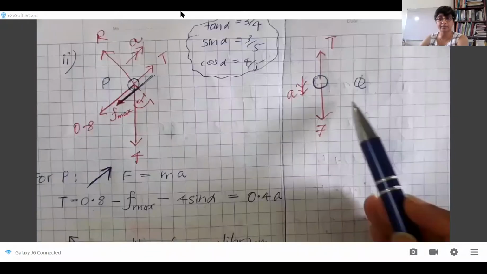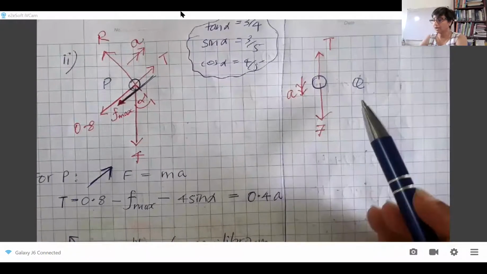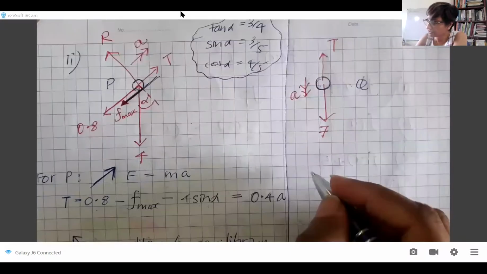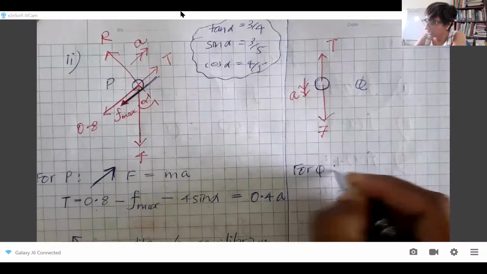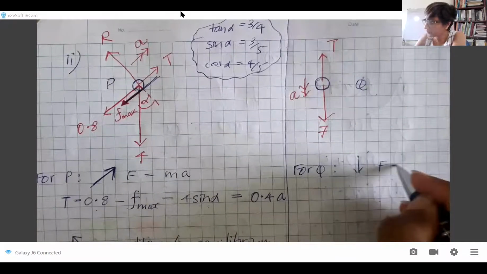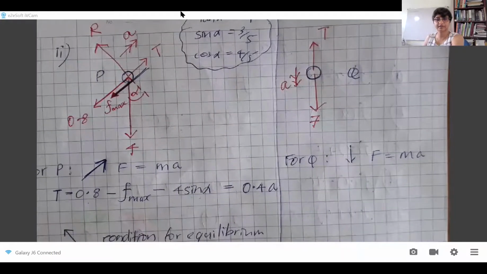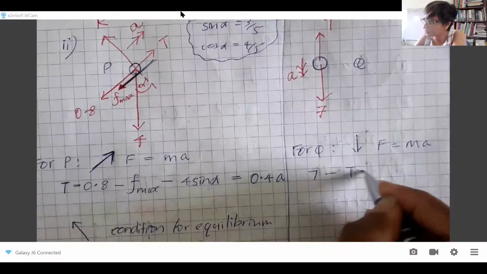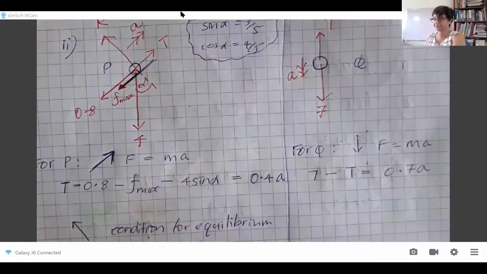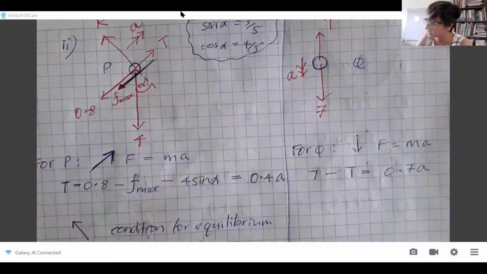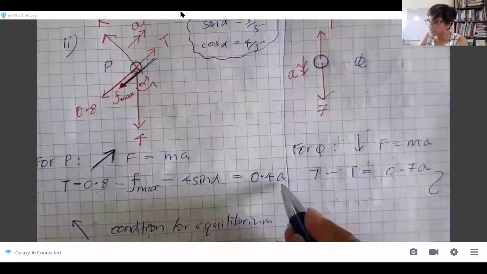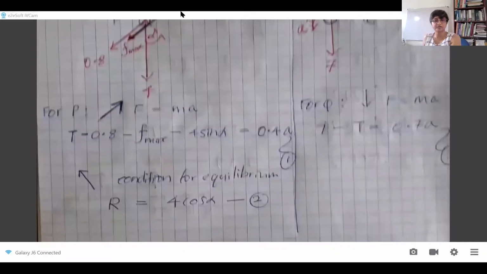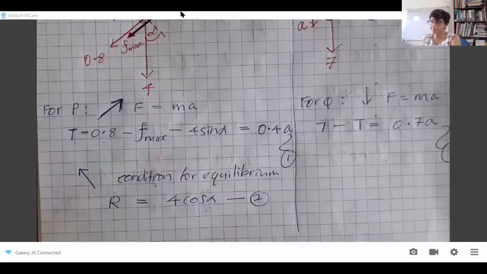So if I go to now particle Q, I can only apply something in the vertical direction. It's accelerating. So for Q, I can apply in this direction F equals ma. Right? F equals ma. What do I get? 7 minus T is equal to 0.7 A. Right? Let me label this as 1, this as 2, and this as 3. By working on these 3 equations, I can find A.